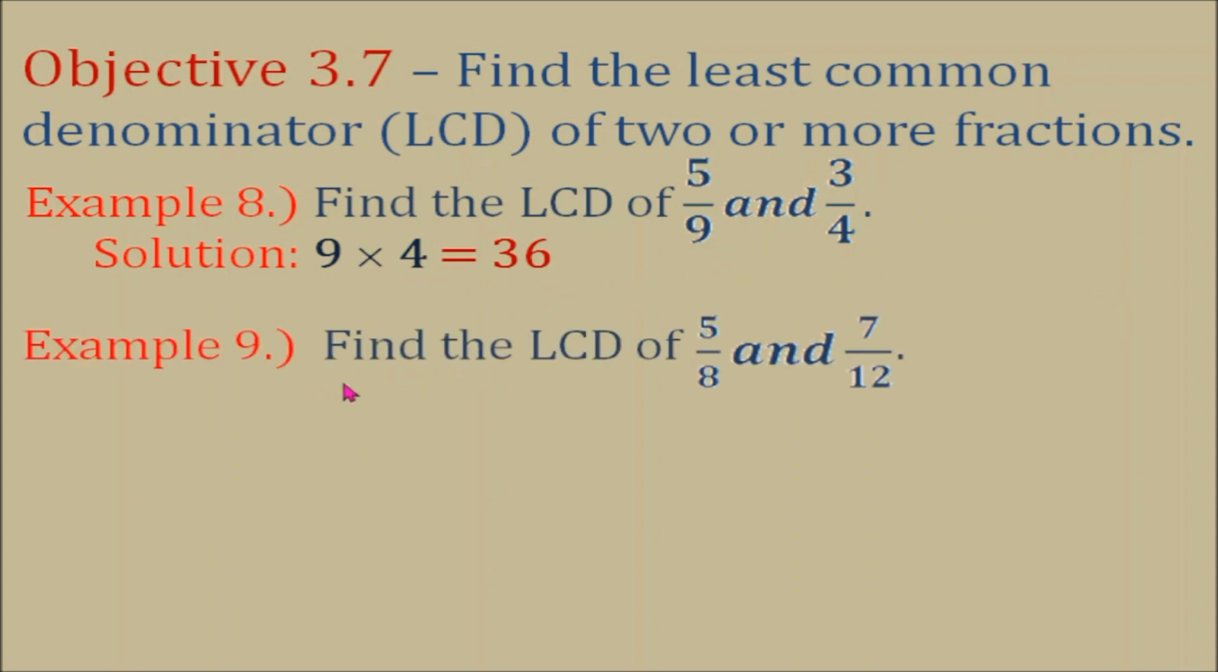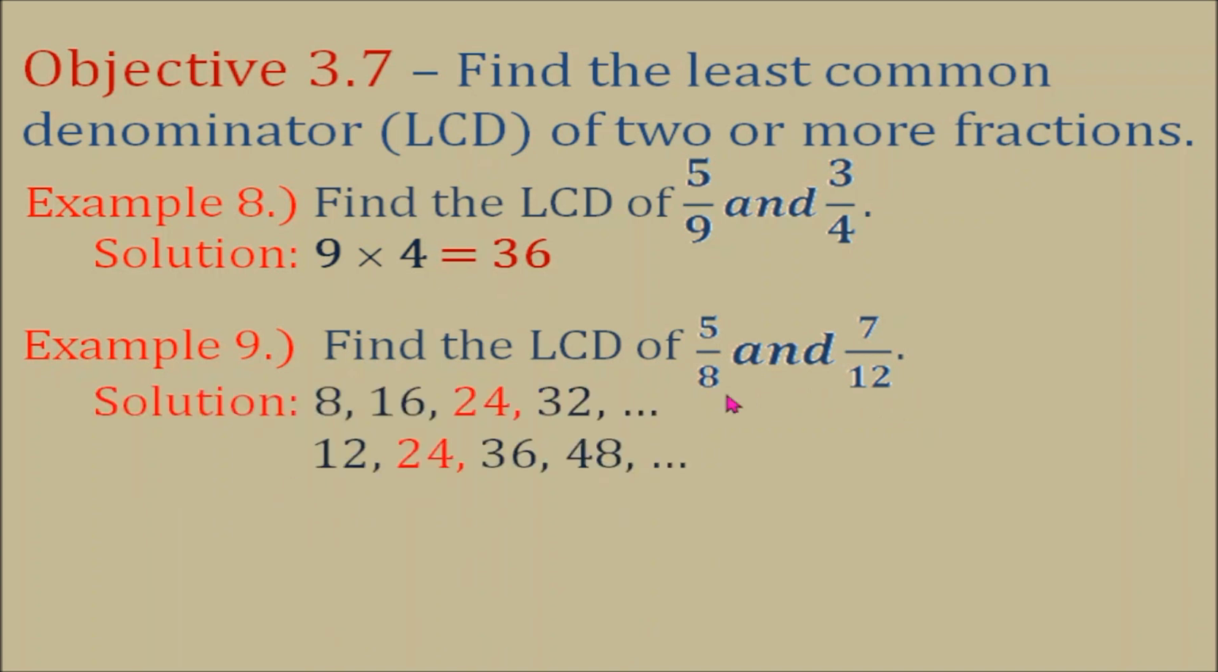Example number 9. Find the least common denominator of 5 over 8 and 7 over 12. So 8 and 12 are the denominators, and they have common factors. So we cannot apply the first method we did. Here we are going to list down the multiples of 8. So they are 8, 16, 24, 32, and so on. And for 12, we have 12, 24, 36, 48, and so on. So this is the least common denominator.